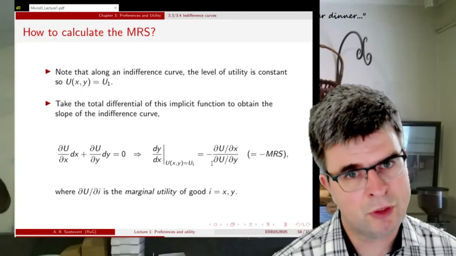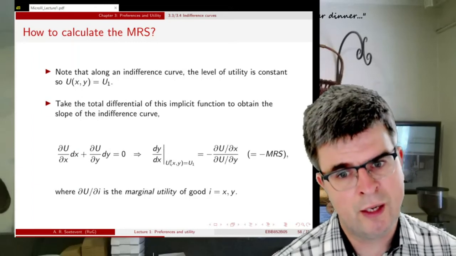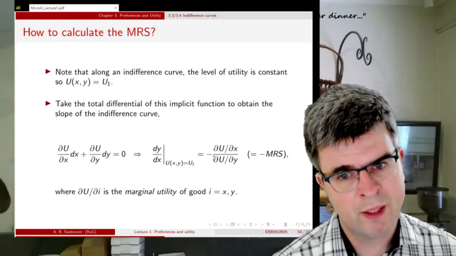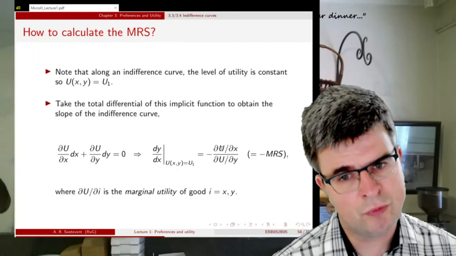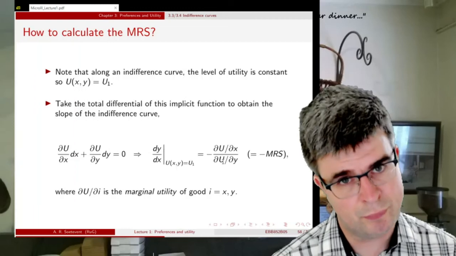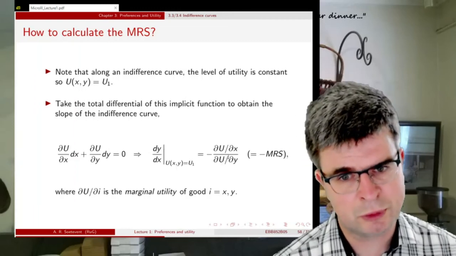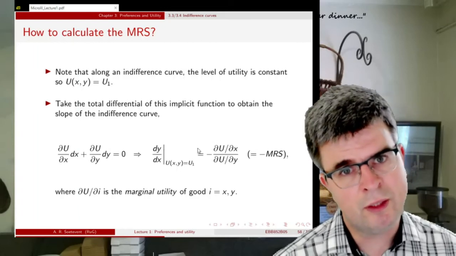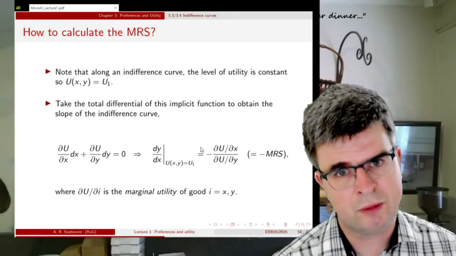And now we observe that the slope of the indifference curve at a certain utility level u1 must equal the derivative of the utility function with respect to x divided by the utility function derivative with respect to y, which is our definition of the marginal rate of substitution. So this proves to you that indeed the negative of the slope is equal to the marginal rate of substitution.